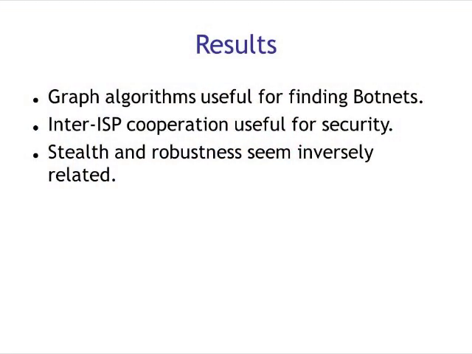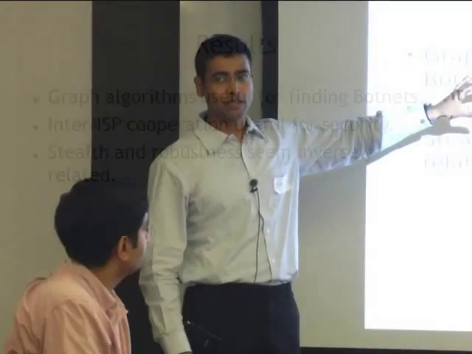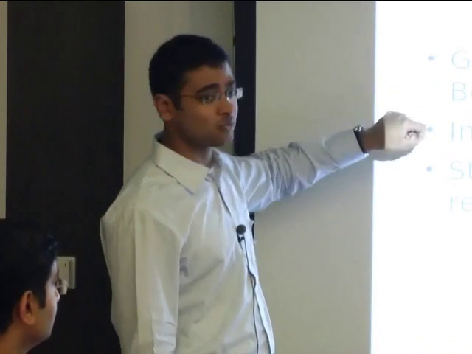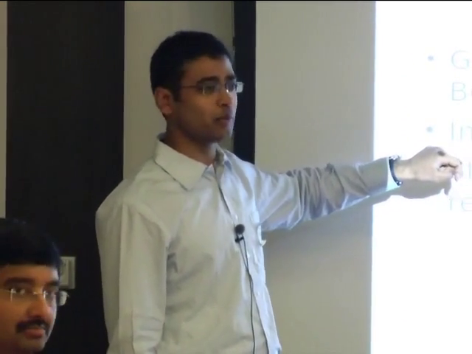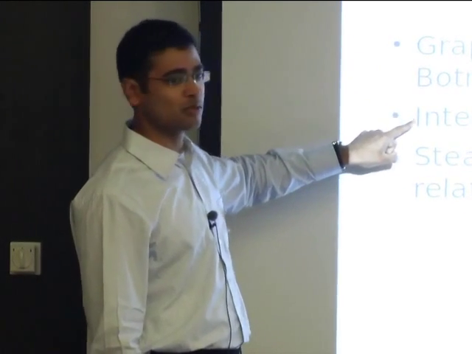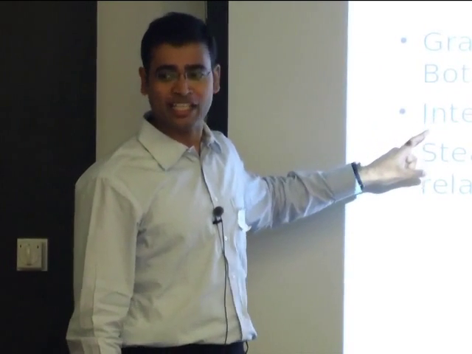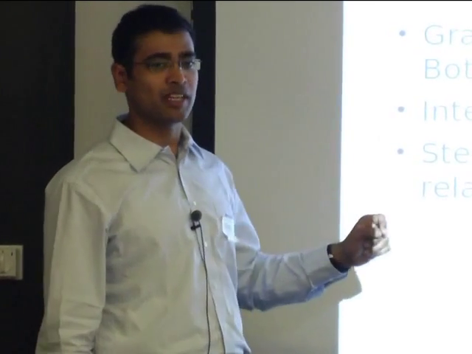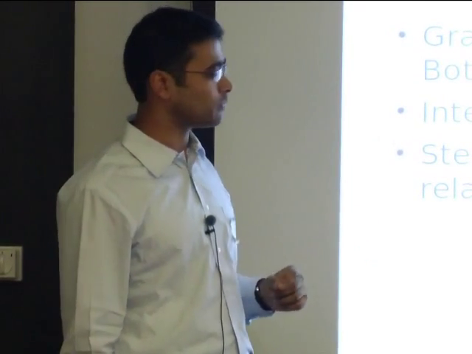Yeah, let's wrap up. Okay, so the basic take-home message is graph algorithms are useful. So far, a lot of machine learning algorithms have been used. Graph algorithms are also useful, and a hybrid of them is probably what is actually needed. Inter-ISP cooperation is useful for security. We all already know that. Here's one more reason. And finally, stealth and robustness seem to be inversely related. So, that's my talk.